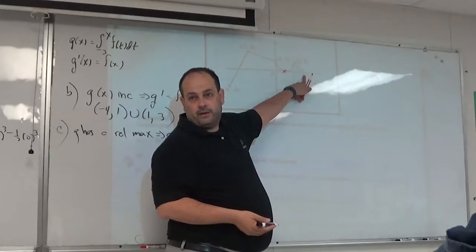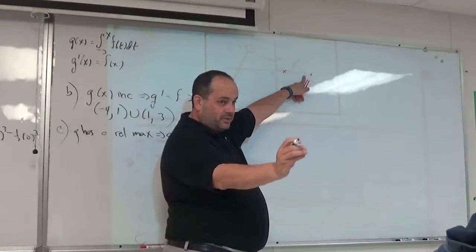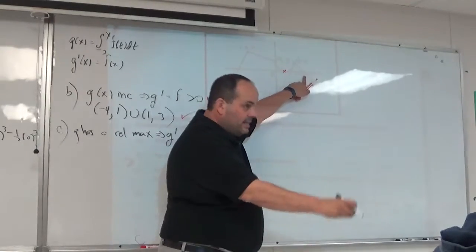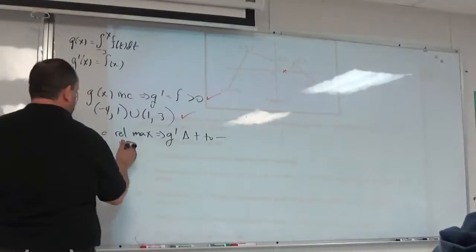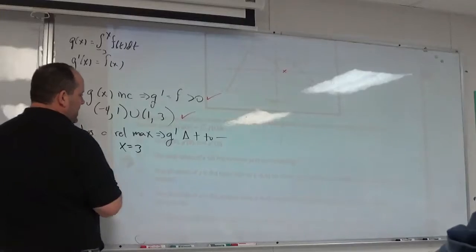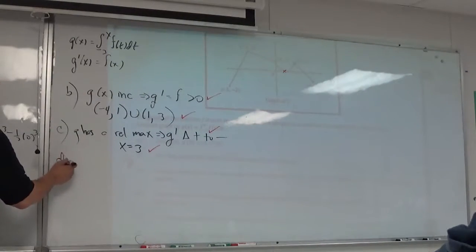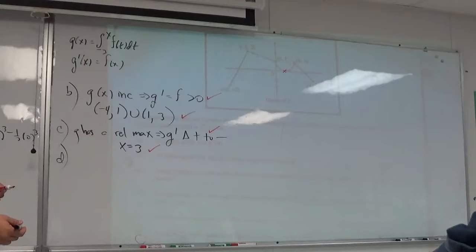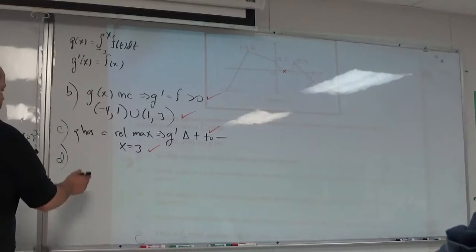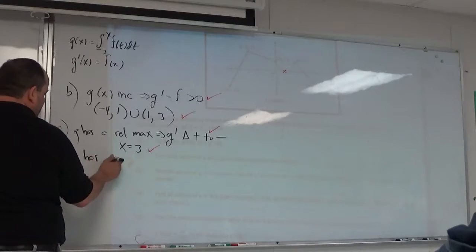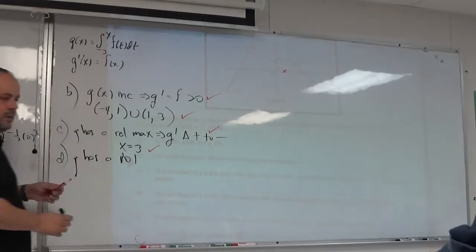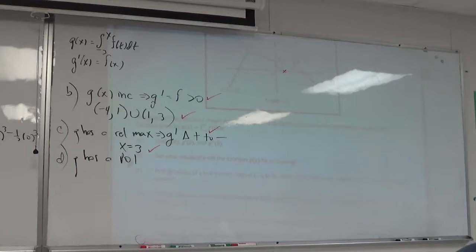At x equals 3. Not 3, 0, 3, just the x value. So this happens at x equals 3. Point. D. Find all values of x in the open interval for which g has a point of inflection. I'm going to slow down. G has a POI. If you haven't gotten there yet, keep working.